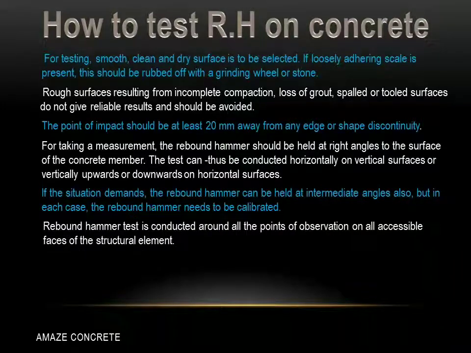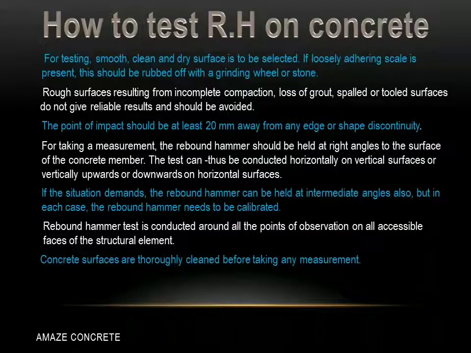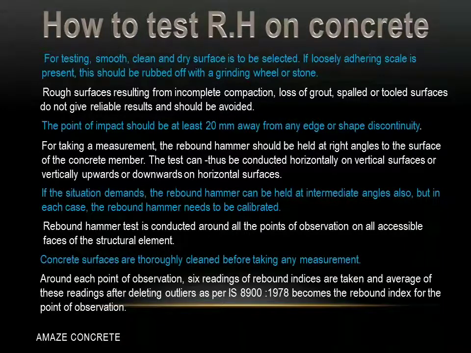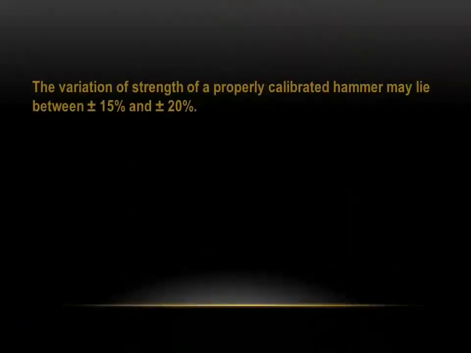Rebound hammer test is conducted around all the points of observation on all accessible faces of the structural element. Concrete surfaces must be clean before taking any measurement. Around each point of observation, 6 readings of rebound indicators are taken, and the average of these readings after deleting outliers as per IS 8900 becomes the rebound index for the point of observation. The variation of strength of a properly calibrated hammer may lie between plus minus 15% and plus minus 20%.